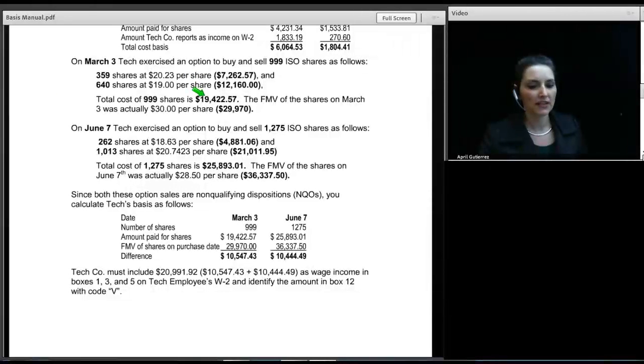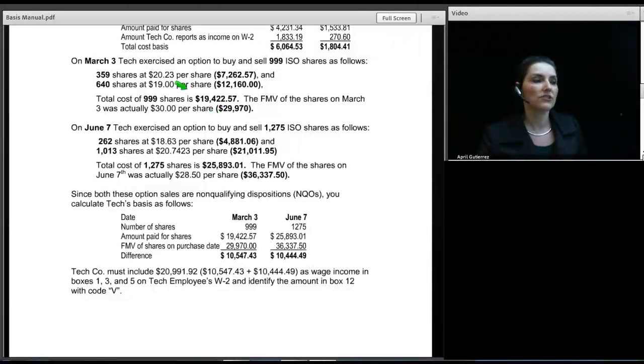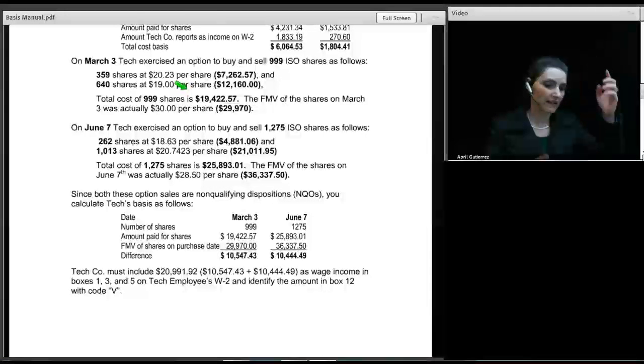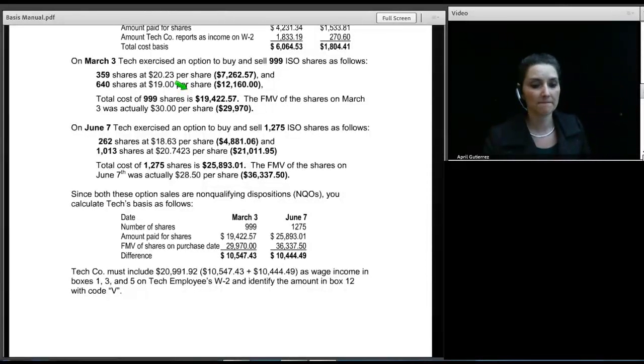The fair market value of those shares was actually $30, or $29,000. So that's a big difference. That's a big break. And I do usually see that. Incentive stock options usually have a much bigger spread than ESPPs, because ESPPs are usually a 15% discount. But ISOs can be hugely bigger profits.